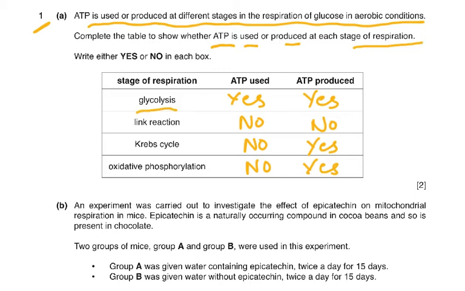Glycolysis: yes, ATP is used and it's also produced. In the link reaction, no ATP is used, and it is not even produced. Krebs cycle: no ATP is used, and it is produced because we have substrate level phosphorylation here. Then oxidative phosphorylation: no ATP is used, but ATP is produced because all the NADH move to the inner membrane, and there, of course, the ATP is made.